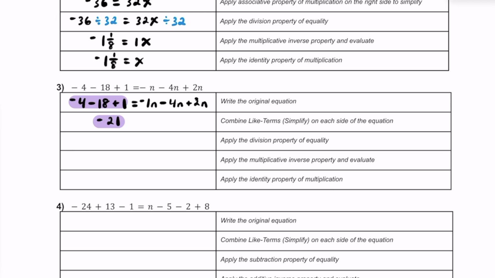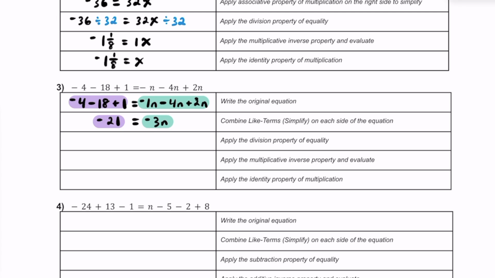Well, the right side of the equation looks like we have a bunch of like terms as well. We have all these variable terms with the same variable. So let's see, we can combine all these ones. -1n plus -4n is -5n, -5n plus 2n is -3n. So I'm going to go ahead and combine everything on the right side to make -3n. Okay, so it's a little bit more simplified.